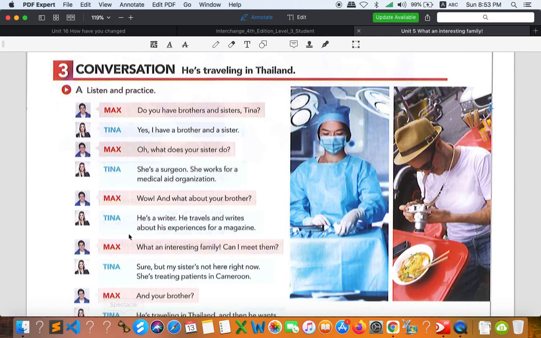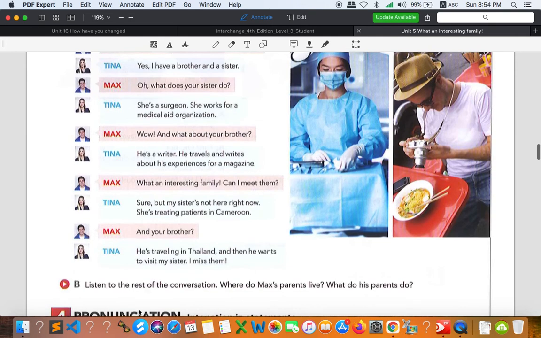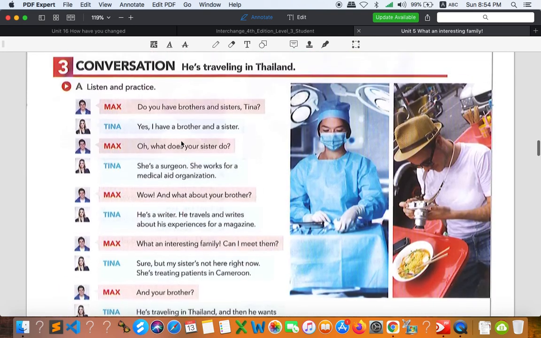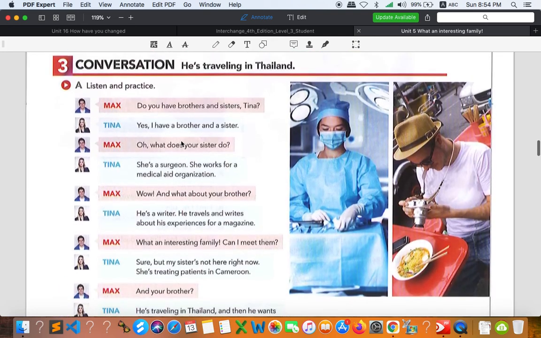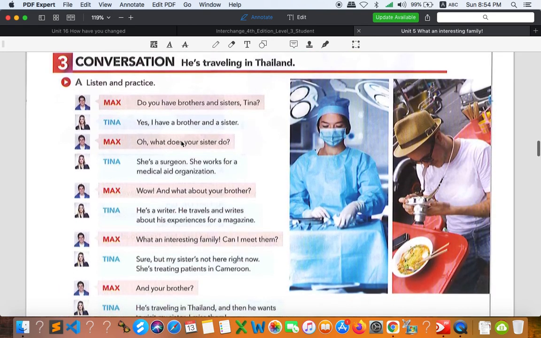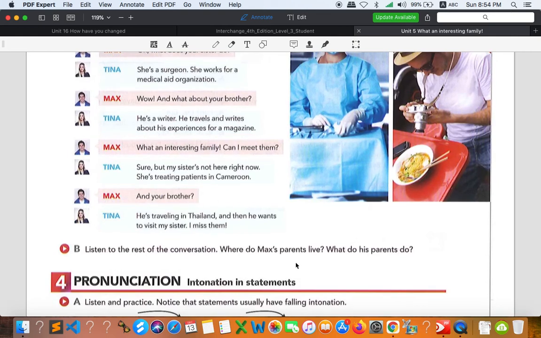Tina. All right, and you also need to listen to the rest of the conversation in part B, where do Max's parents live? What do his parents do? All right. So they are talking about something like job or the career. Okay. And you need to answer the two questions, especially in part B.